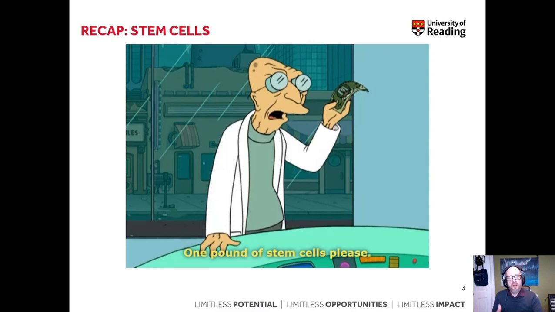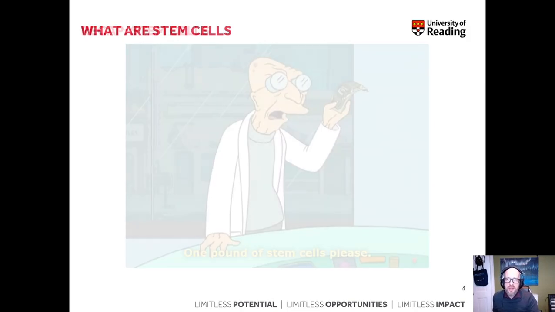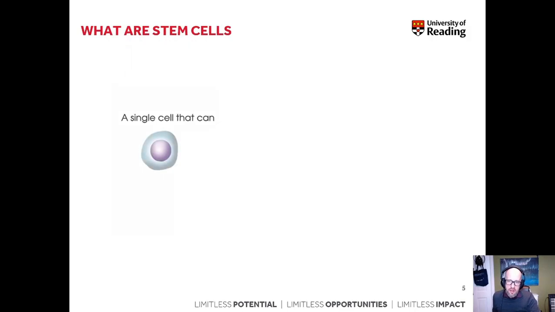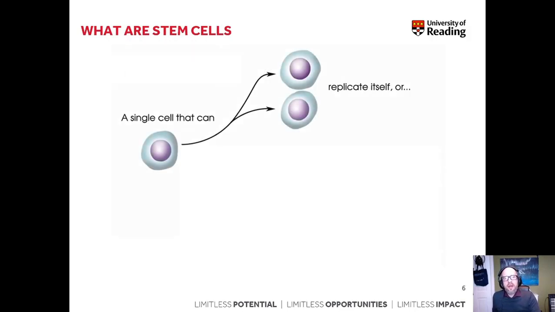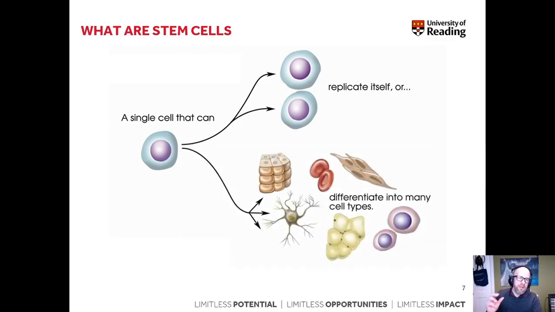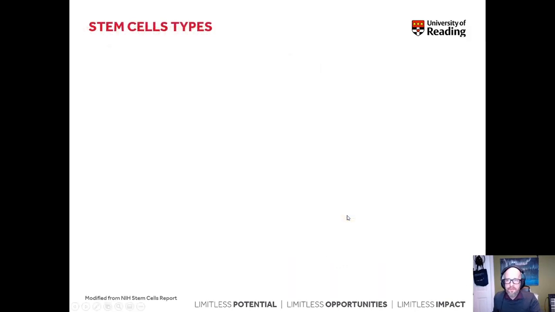So in order to understand today's lecture series, we need to go back and recapitulate what we have learned about stem cells. Stem cells are cells that can either replicate themselves, generating identical copies, or specialize or differentiate into many different cell types, including cell types such as neurons, blood cells, muscle cells, and so on.